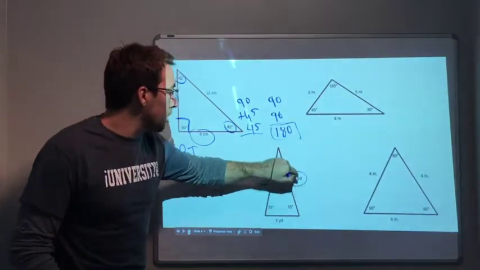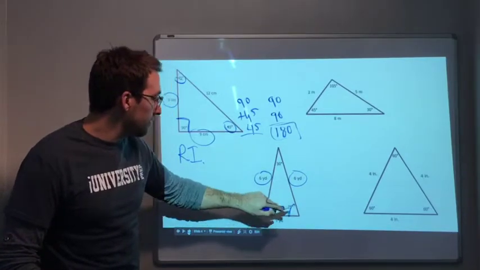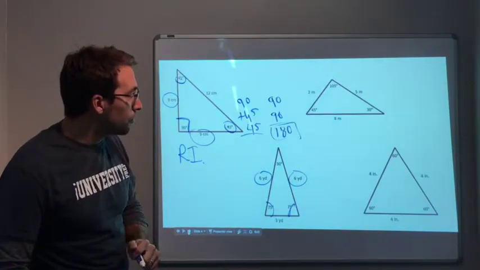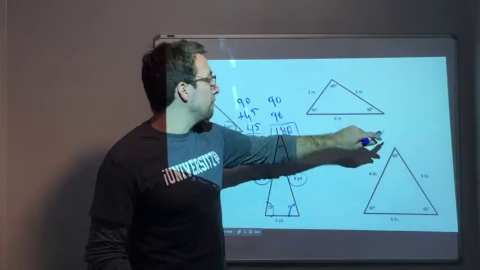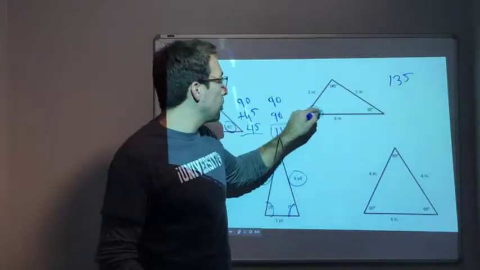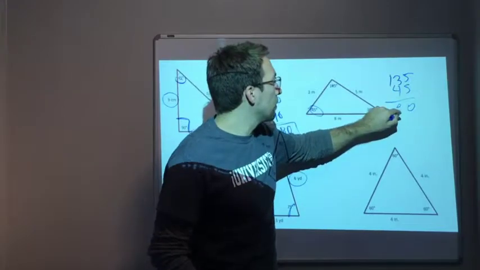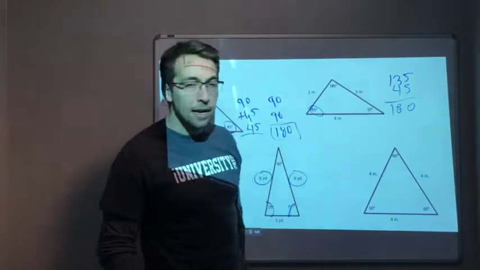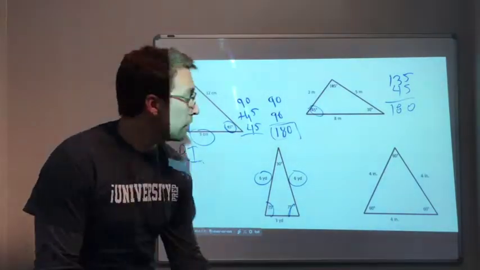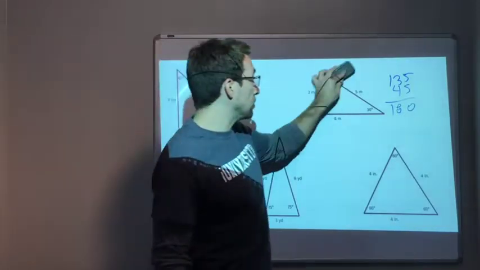Isosceles triangle, 6 yards, 6 yards. Notice it has the pair of matching angles, 75, 75, 30. Awesome. 105 plus 30 is 135 plus 45, that's 180. Guys, every triangle is going to have 180 degrees worth of angles.